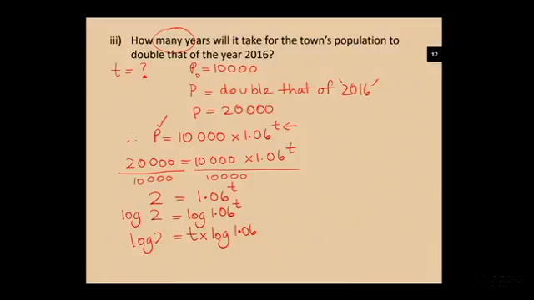And when you go to make T the subject, you are dividing. So T to be made the subject has to be divided by, and I've just swapped sides, so I hope nobody has been confused by that. I've just swapped over the sides. So T is equal to the log of 2 divided by the log of 1.06.